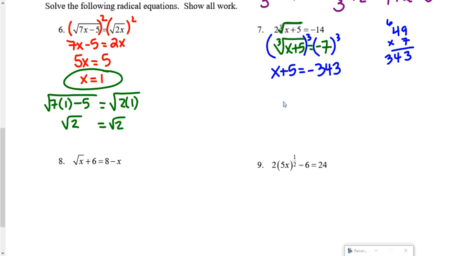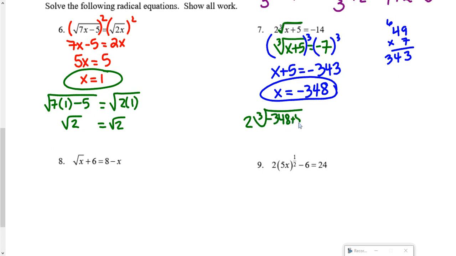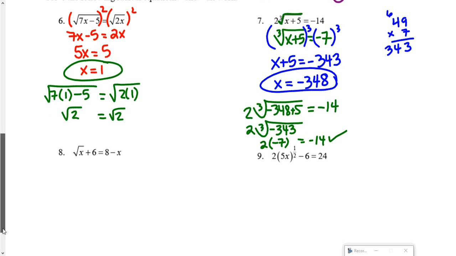All right, now I move the 5 over by subtracting. I get x is negative 348. I just circled that, but I really should have plugged in and checked first, so let's double check. The cubed root of 2 times negative 348 plus 5, is that equal to negative 14? Negative 348 plus 5 is negative 343, sorry. The cube root of that would be negative 7, and 2 times negative 7 is negative 14, so this one works. Okay, I'll scoot down just a little bit.